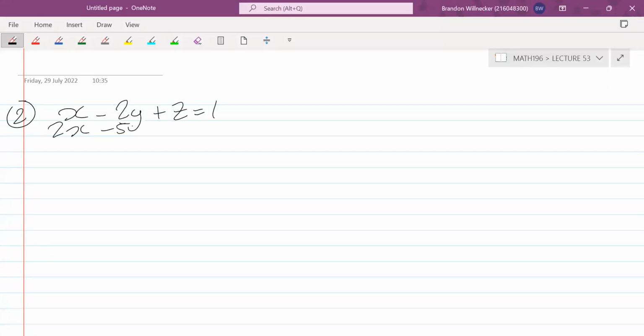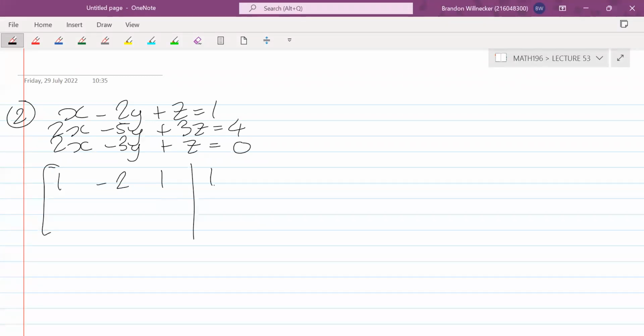2x minus 5y plus 3z is equal to 4. And 2x minus 3y plus z is equal to 0. Okay, we want to determine what kind of solution we have here. So let's write it in the augmented form. We're going to get 1, minus 2, 1, and 1. 2, minus 5, 3, and 4. 2, minus 3, 1, and 0.